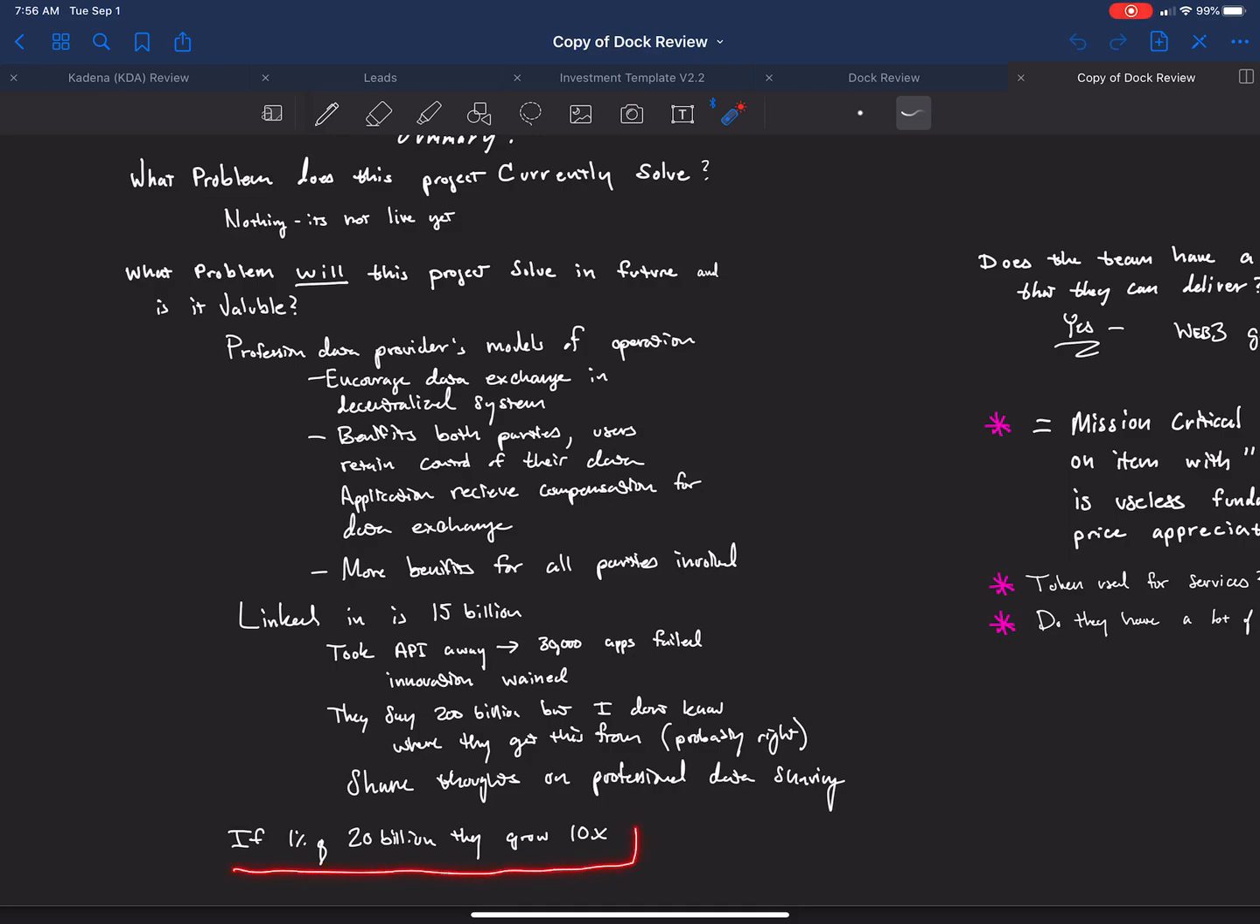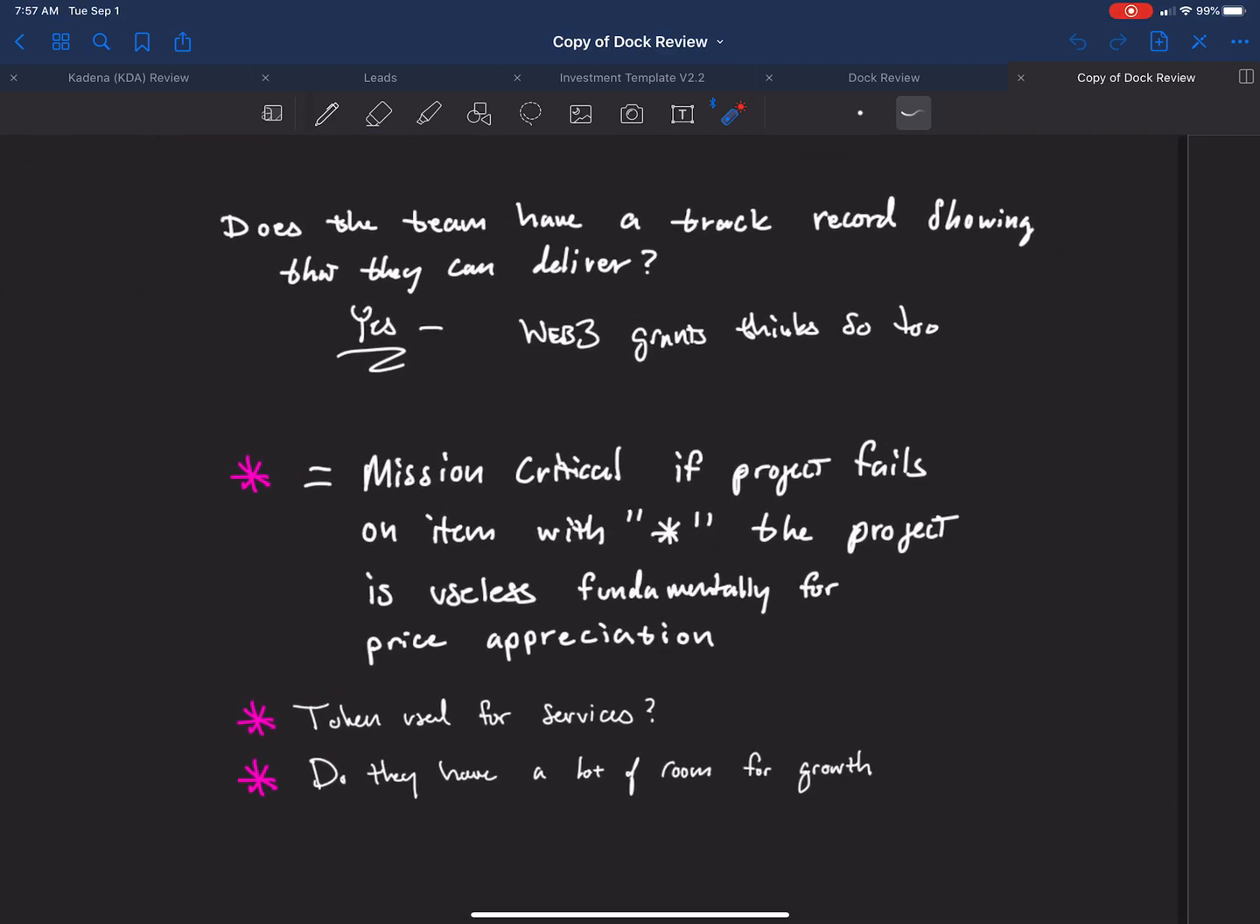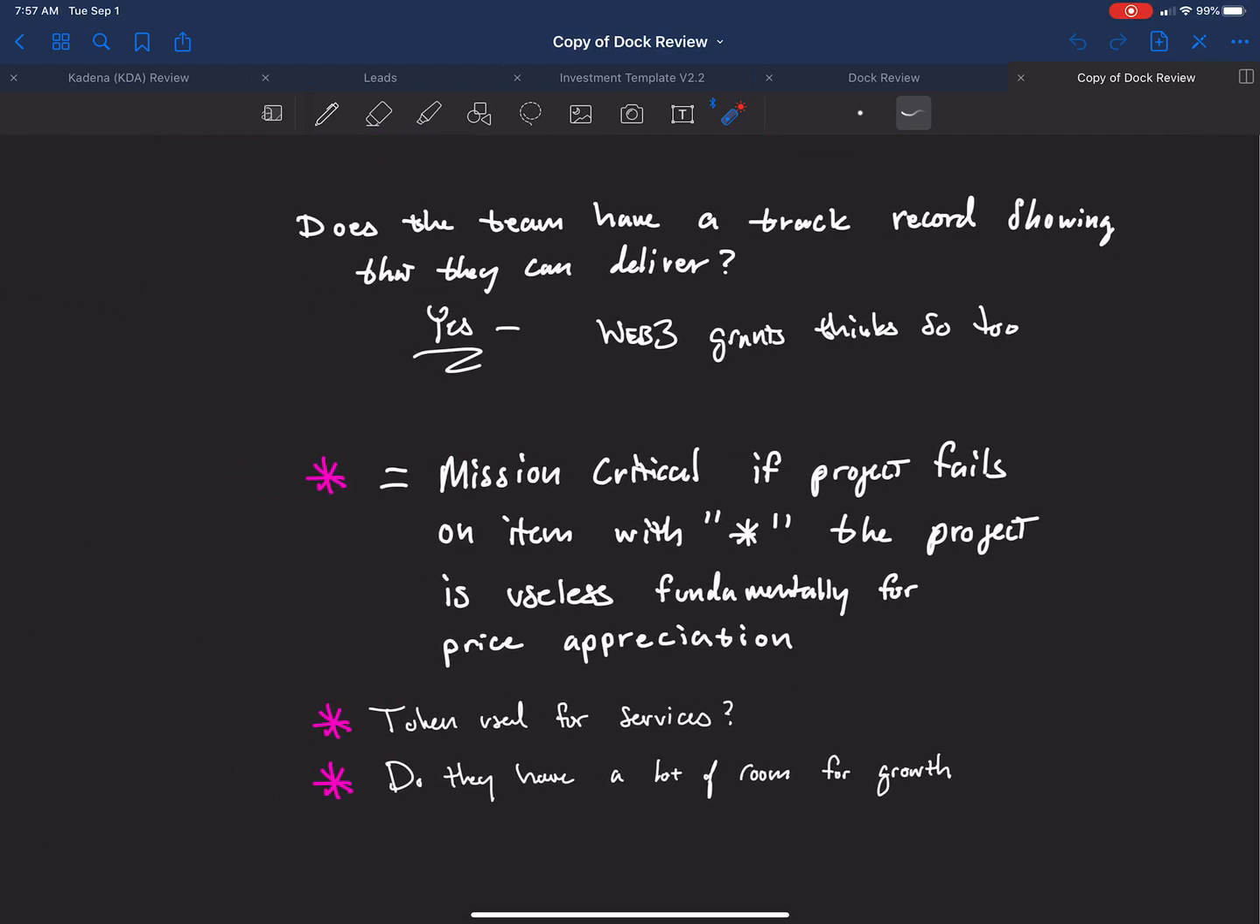If they capture 1% of that 20 billion market, LinkedIn market, that would be a 10x for them. Obviously, if it's a $200 billion market, that would be 100x for them. And I honestly think that when you make things more efficient, you grow the pie. So it could be that this company even allows for this market to expand and grow because they create efficiencies by allowing for APIs to operate like that. So I see very valid business models, very valid points, and that tells me why Web3 gave them a grant.